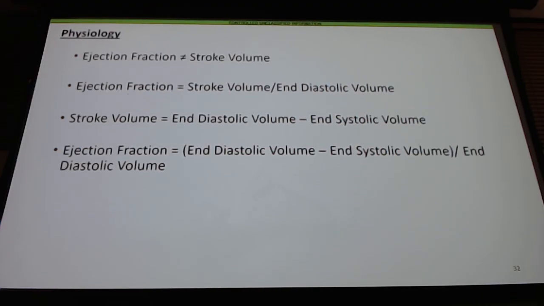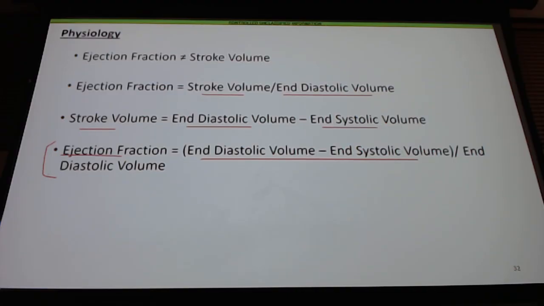And then just to help you maintain the correlation between cardiac output and ejection fraction, don't think that ejection fraction equals your stroke volume. It doesn't. Ejection fraction is your stroke volume divided by your end diastolic volume. Another way to simplify this is that your stroke volume is your end diastolic volume minus your end systolic volume. So if I'm going to calculate my ejection fraction, then it's end diastolic minus end systolic, that value then divided by the end diastolic volume. So basically, think of it as we're calculating that percentage.